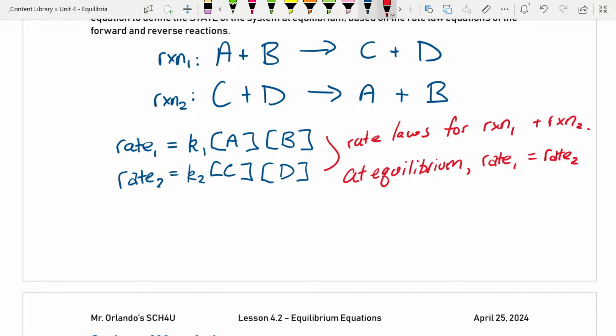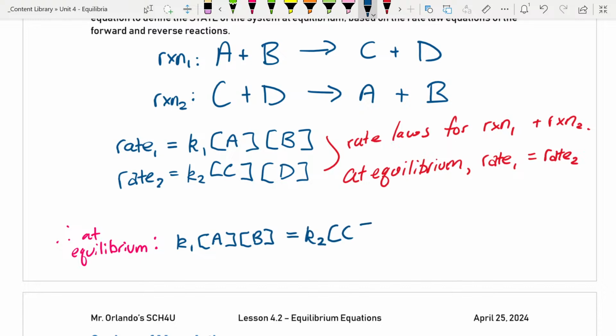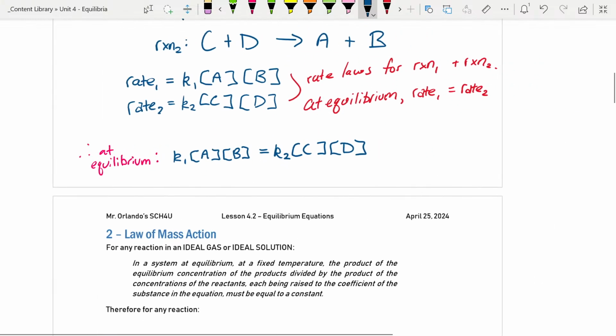Which means we can make a new statement. Because two things equal to the same thing are equal to each other, at equilibrium, we can say what is true. Combine these into a single equation for me. K1 times the concentration of A and the concentration of B equals K2 times the concentration of C and the concentration of D. That is true.